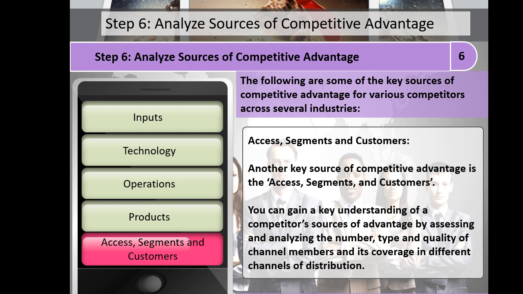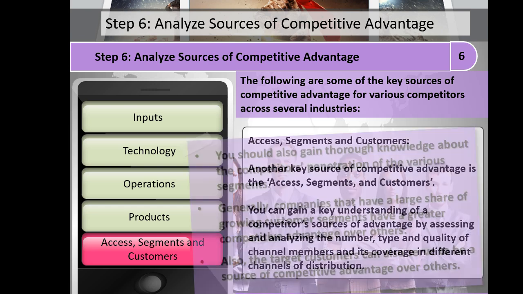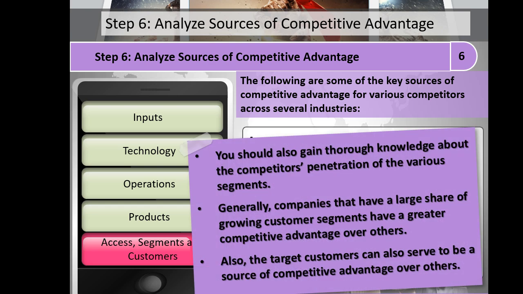And the last one is access, segments and customers. You can gain a key understanding of a competitor's sources of advantage by assessing and analyzing the number, types, and quality of channel members and its coverage in different channels of distribution.